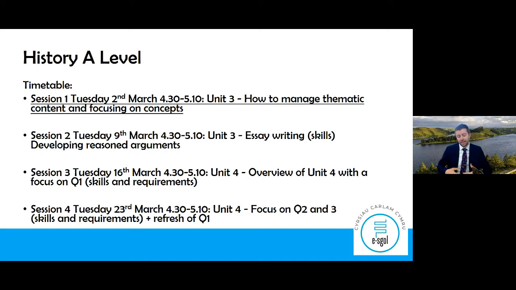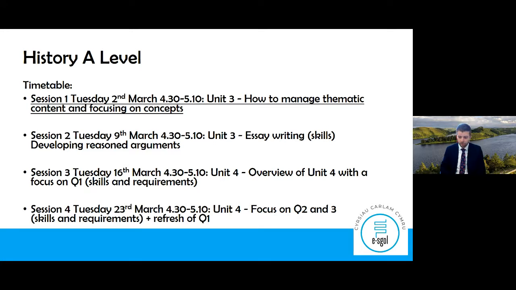And the way we're going to do that is by focusing on the key concepts in Unit 3. Next week, session 2, same time on the Tuesday, we're going to be looking at essay writing, so the skills associated with the assessment and focusing on developing reasoned arguments. Then the next 2 sessions will be led by Miss Thomas, again on Tuesdays between 4:30 and 5:10, the 2 Tuesdays following that, and Miss Thomas is going to focus on Unit 4.